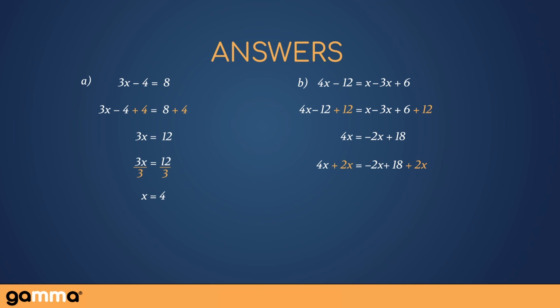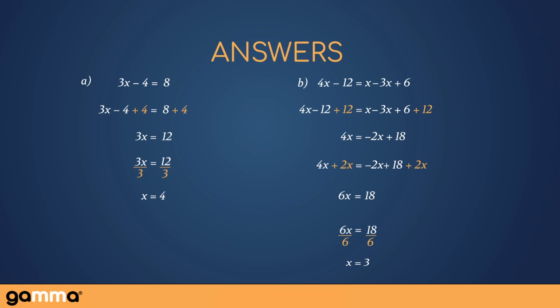And then simplifying that, we will have 6x, because 4x plus 2x is equal to 6x. And minus 2x plus 2x, that's a 0, so we will have 18. So 6x is equal to 18. Now we need to get rid of the 6, because we only need the x. So we will divide by 6 on both sides. So we will have 6x divided by 6 is equal to 18 divided by 6. And that gives us our final answer, which is x is equal to 3.